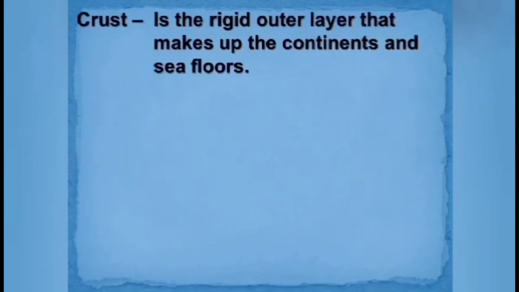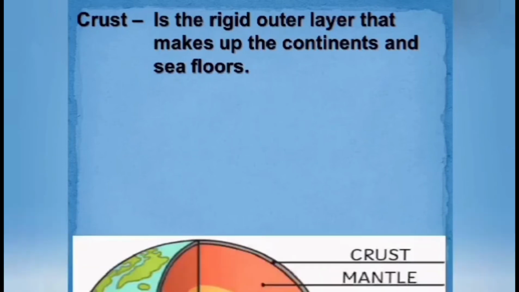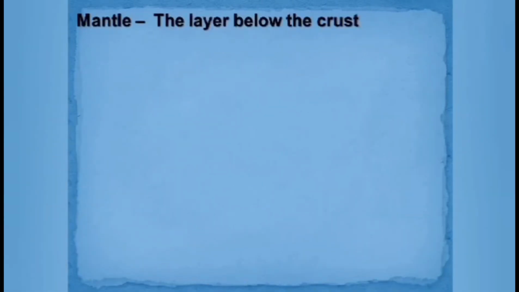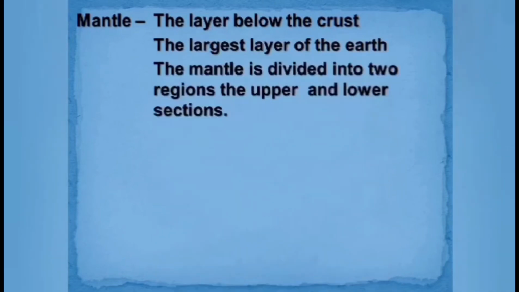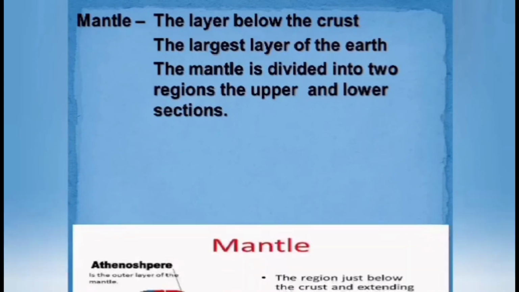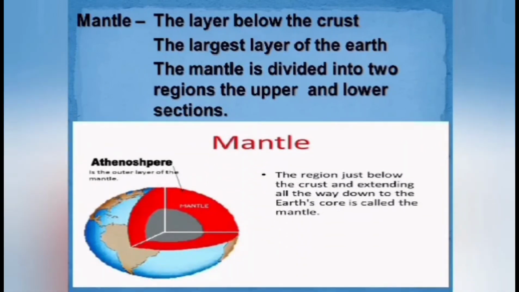The crust is a rigid outer layer that makes up the continents and seafloor. The mantle is the layer below the crust and the largest layer of the Earth. The mantle is divided into two regions, the upper and the lower sections. The region just below the crust and extending all the way down to the Earth's core is called the mantle.